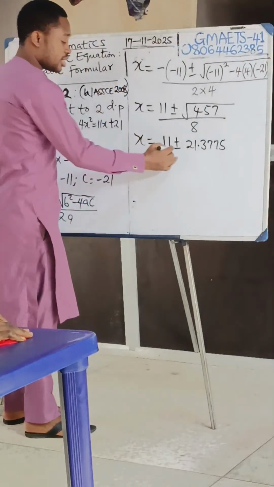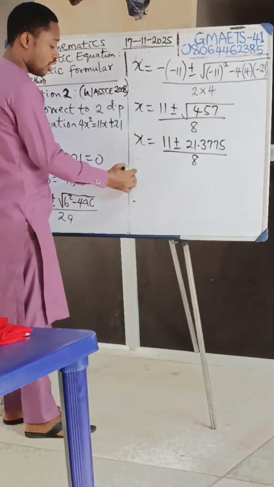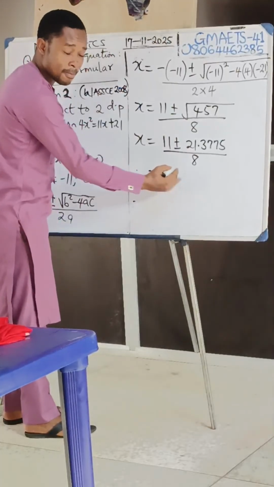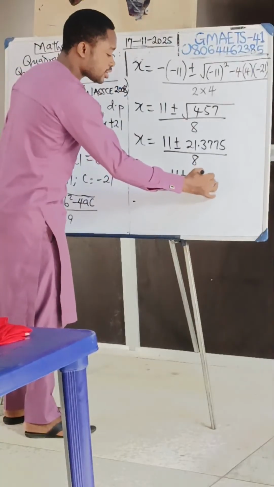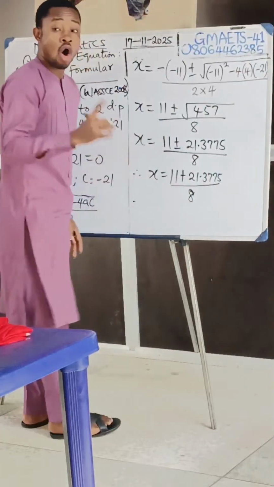Then this will now be over 8. From here, you can now break this into the 2 parts of your answer. X is equal to 11 plus 21.3775 divided by what? 8.